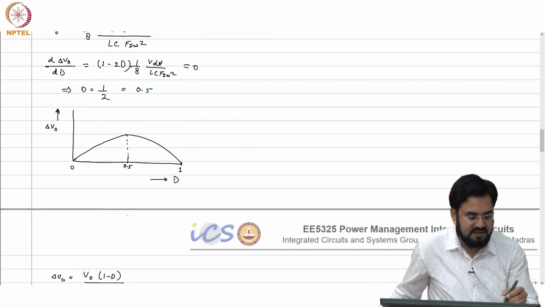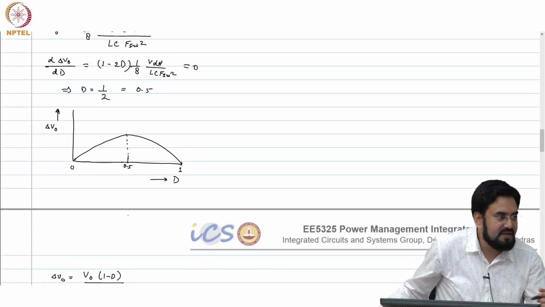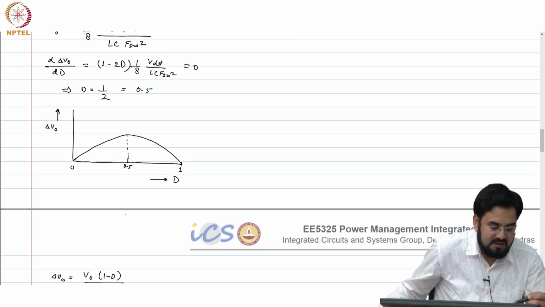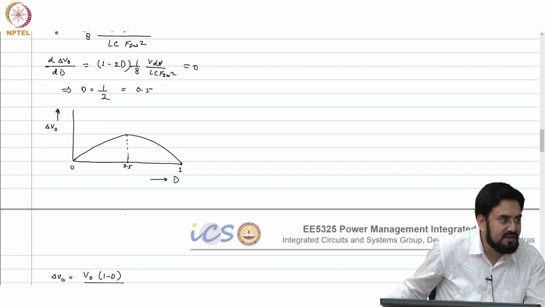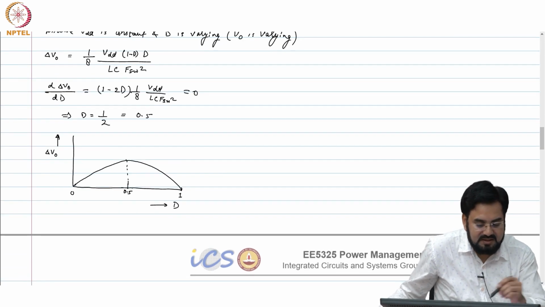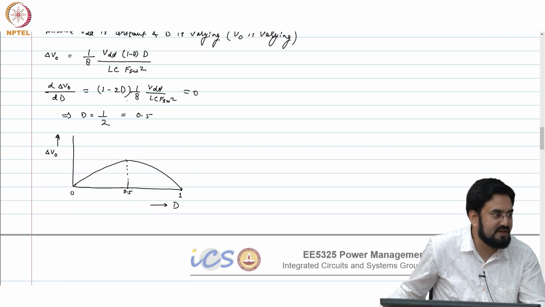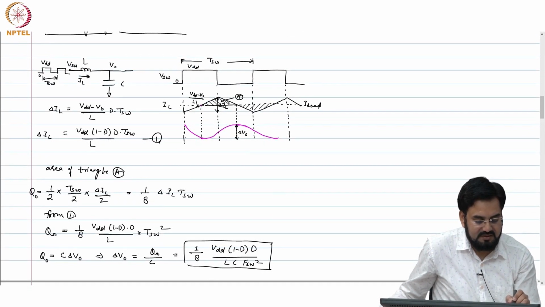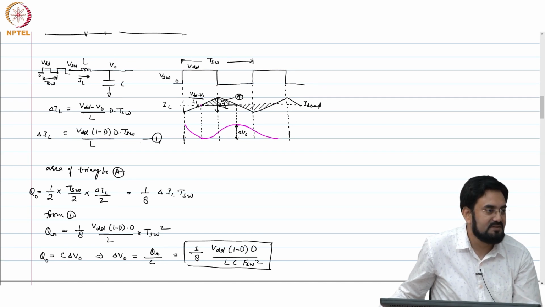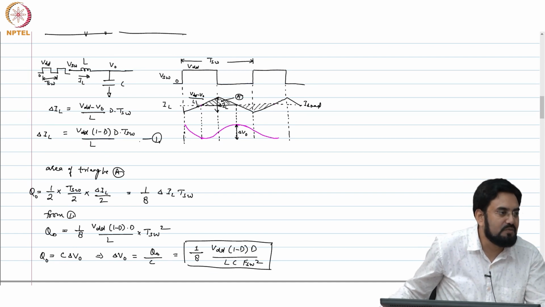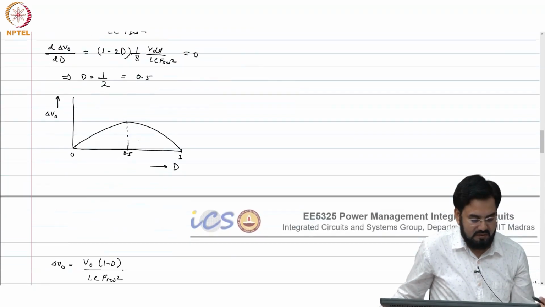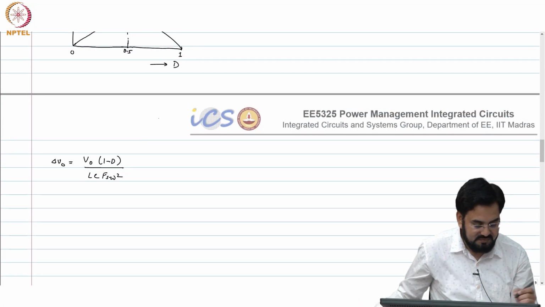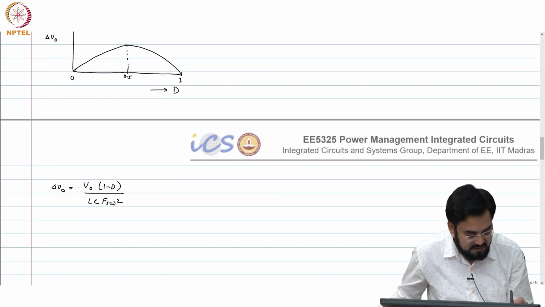By the way, this curve is not only valid for ripple voltage, this is valid for inductor ripple current also, because other terms are constant. So, the 1 minus 2D factor will come in the current also. If you look at the current, VDD into 1 minus D into D factor is the same in both the cases. So, your ripple current will also peak at 0.5. Okay. Is this correct? 1 by 8.